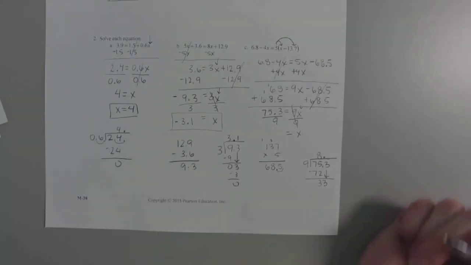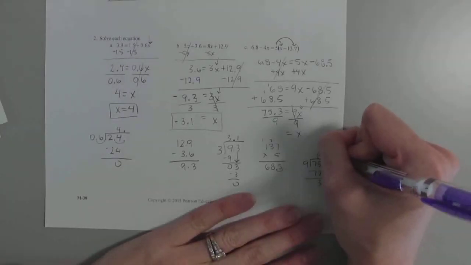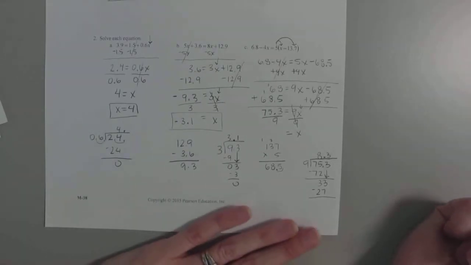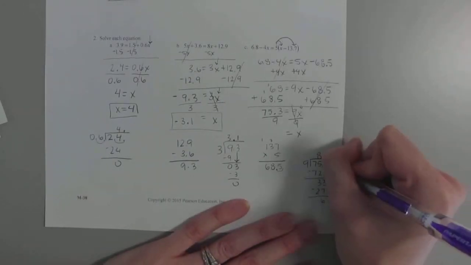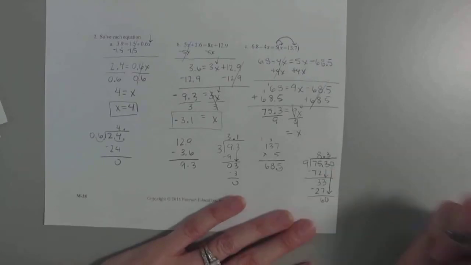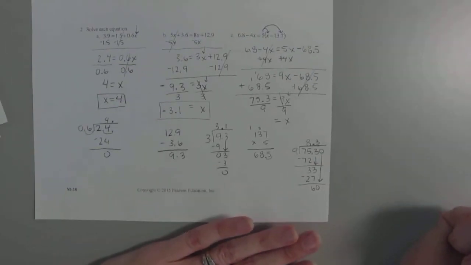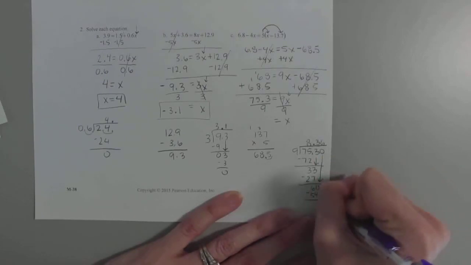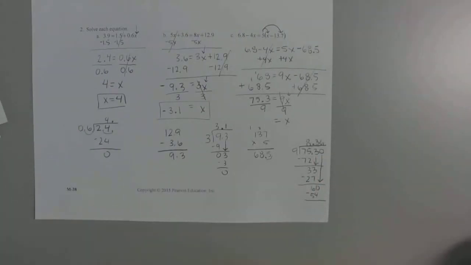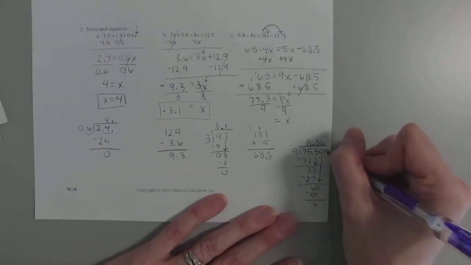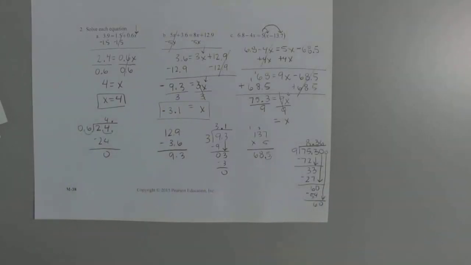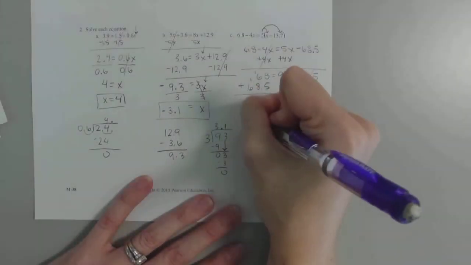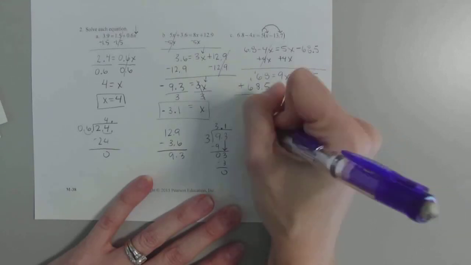75 take away 72 is 3. Bring down your 3. 9 goes into 33 3 times, is that right? Because it'll be 27. 33 take away 27 is 6. Bring down a 0. 9 goes into that 6 times, which is 54. I know I'm running out of room, but it's okay, because notice what happens. What's 60 take away 54? 6. It is going to be repeating there.